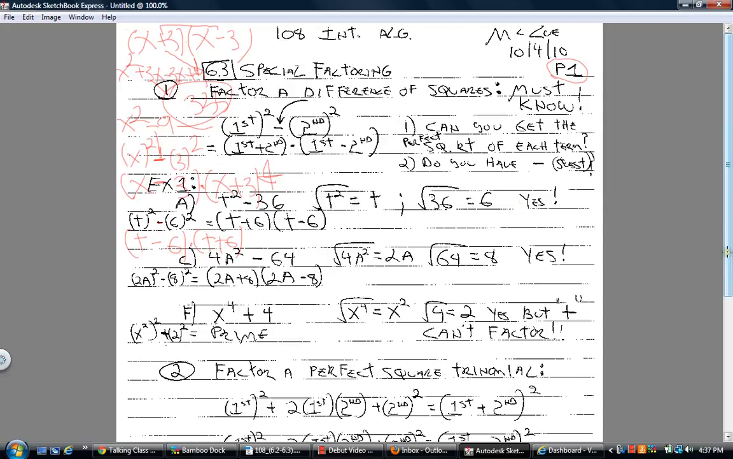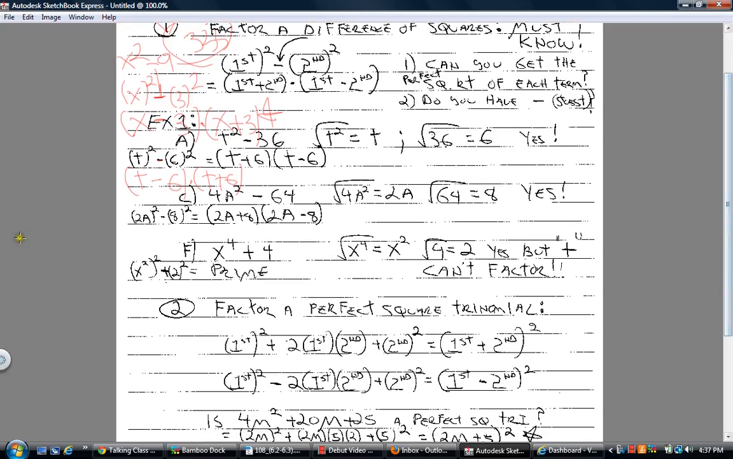You have to memorize that one. FOIL will not do you any good. Reverse FOIL will not do you any good. You must see that pattern. Okay, look at example C here. You practice. Do you have the square root of the first term? Yes. Do you have subtraction? Check. Do you have the square root of the second term?